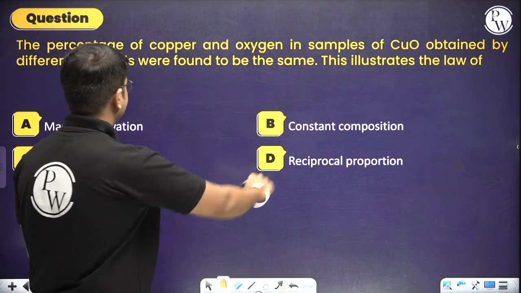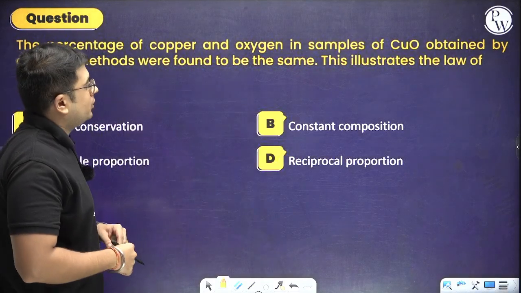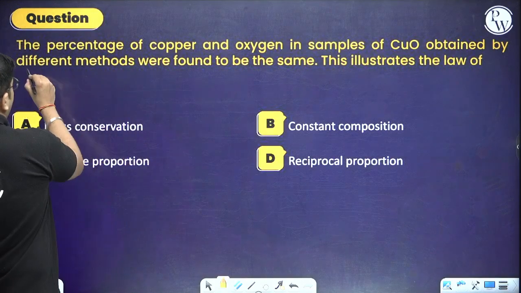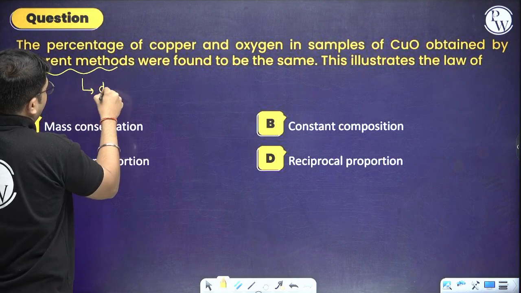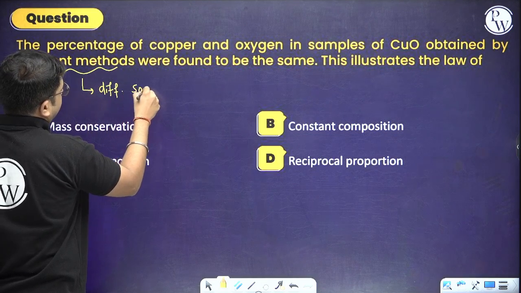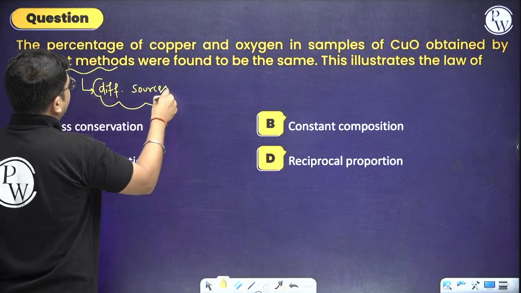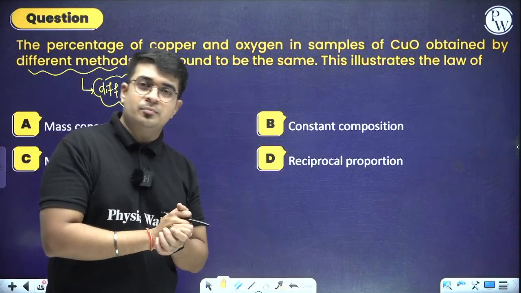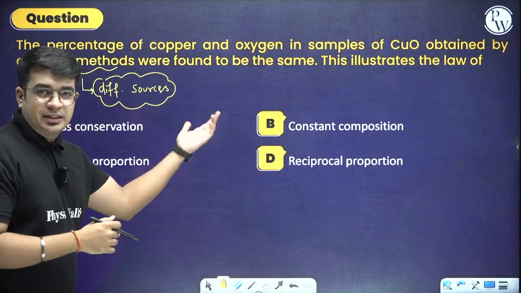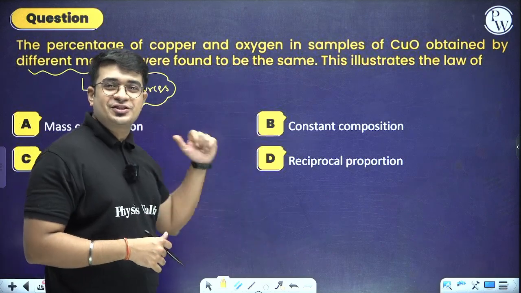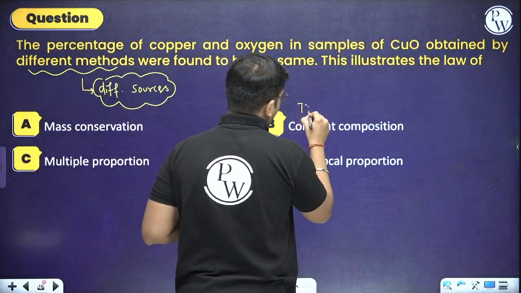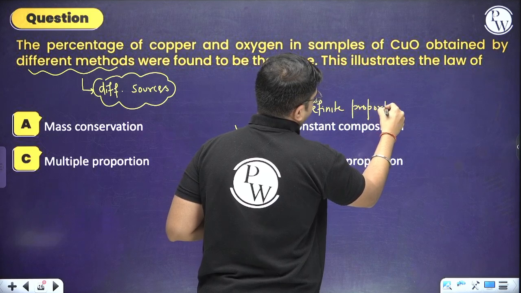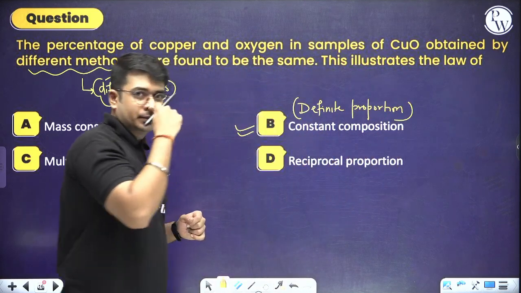Okay, next part. The question says the percentage of copper and oxygen in a sample of CuO obtained by different methods. It means different sources. Different methods means we are talking about different sources. Okay, were found to be the same. So whatever the source of the compound may be, their elements are always combining in a fixed ratio of their mass. So this simply illustrates the law of constant composition, which is your law of definite proportion. I hope this question is clear.